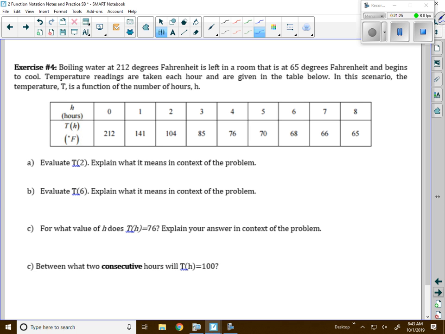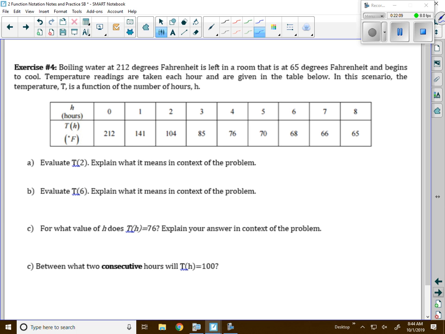All right, boiling water at 212 degrees Fahrenheit is left in a room that is at 65 degrees. So before we keep moving, think about water. If you're at home and you boil some water on the stove and then you turn off the stove, say it's 65 degrees in your house. Eventually, what will be the temperature of that water? Will it go below that? If the temperature in the room is 65, it shouldn't go below 65, right? It should go to room temperature and then stop. So that's what's happening.